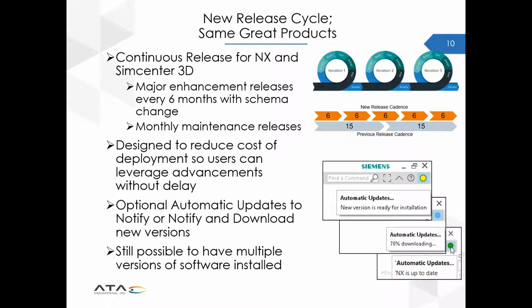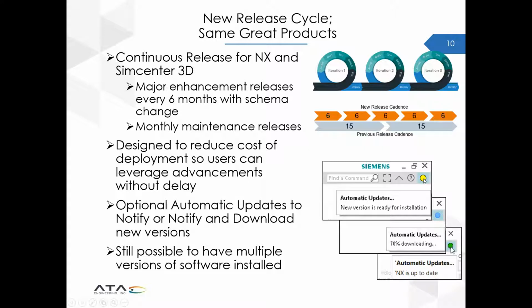So they're trying to reduce the deployment costs and effort so that it's easier to just stay with the most recent version. Now, one new thing that they've introduced to help that effort out is an optional automatic update. So this is off by default, but when you turn it on, you have two different options. You can have NX notify you if a new version is available, or you can have it notify and download for new versions.